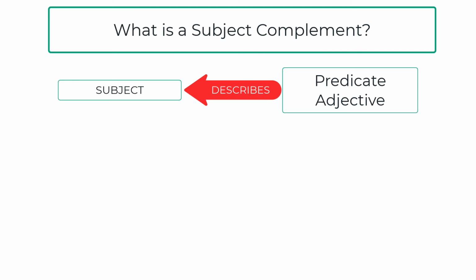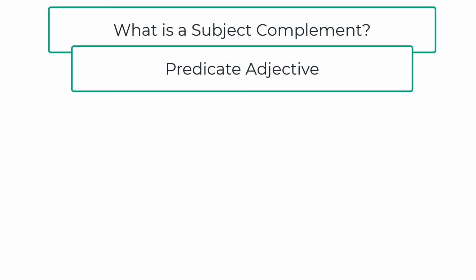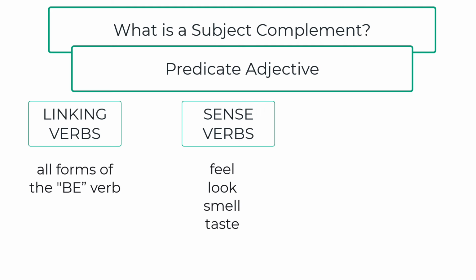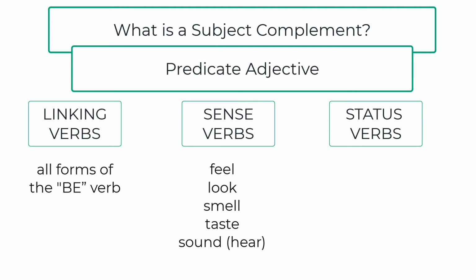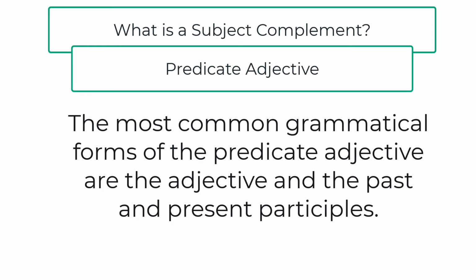A predicate adjective comes in the form of an adjective phrase, or any other grammatical form that acts as an adjective. To look for the predicate adjective, look for the linking verb, to be, the sense verbs, feel, look, smell, taste, and sound, and the status verbs like appear, become, continue, grow, seem, and turn. The most common predicate adjectives are adjectives and participles, past and present.